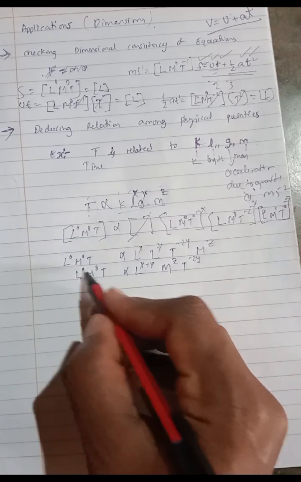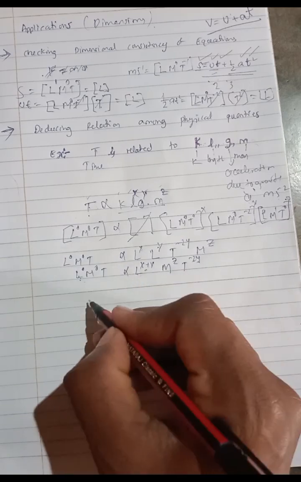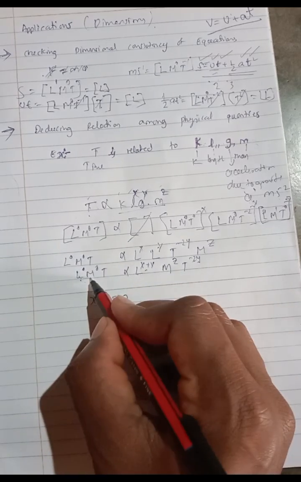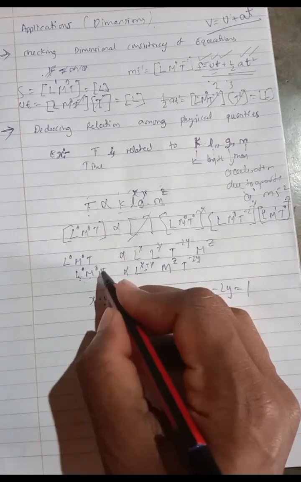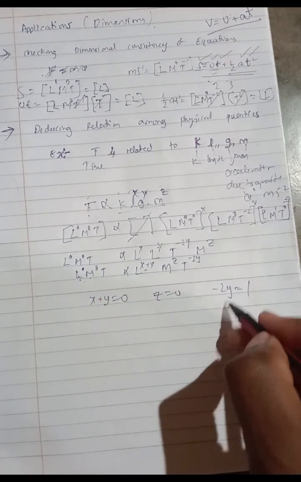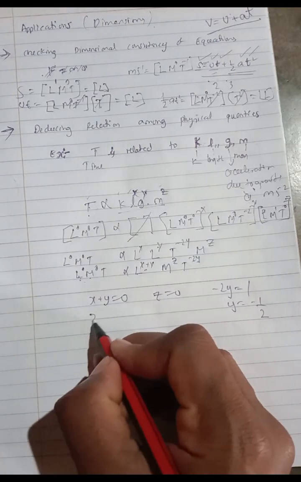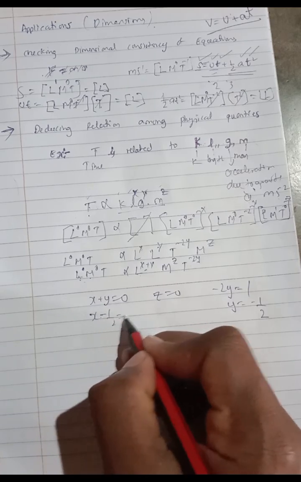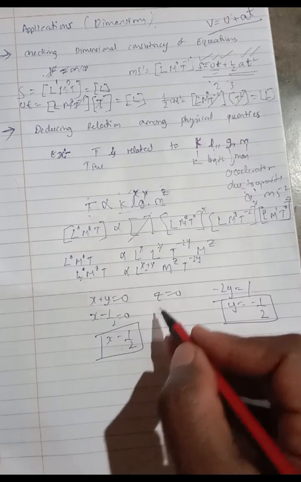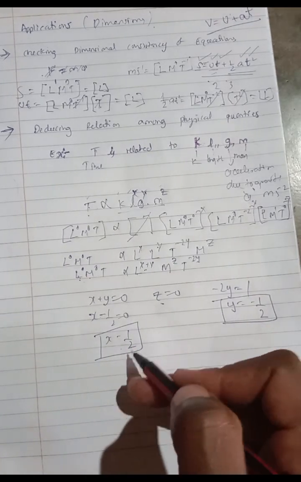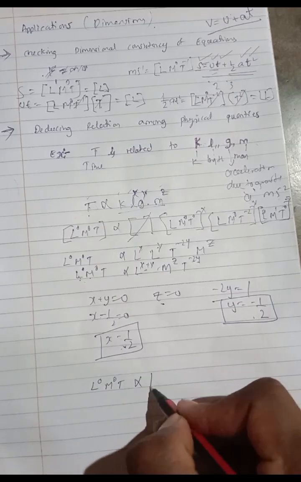If you compare these equations, L to the power of 0 and L to the power of x plus y, so x plus y should be 0. Similarly for M, z is equal to 0. Then minus 2y is equal to 1 if you compare T. So in this equation we get y is equal to minus 1 by 2. If you put my y value here, you get x is equal to 1 by 2. Y is equal to minus 1 by 2, x is equal to 1 by 2, and z is equal to 0.